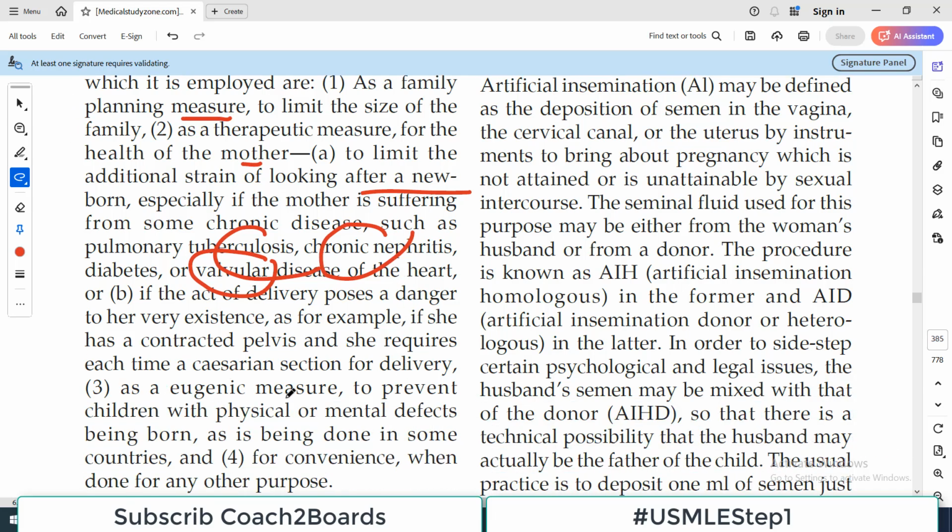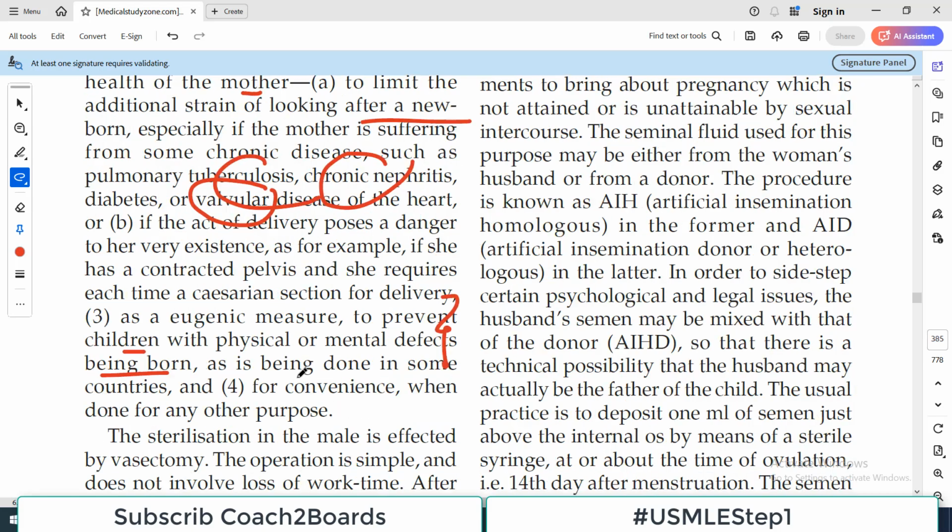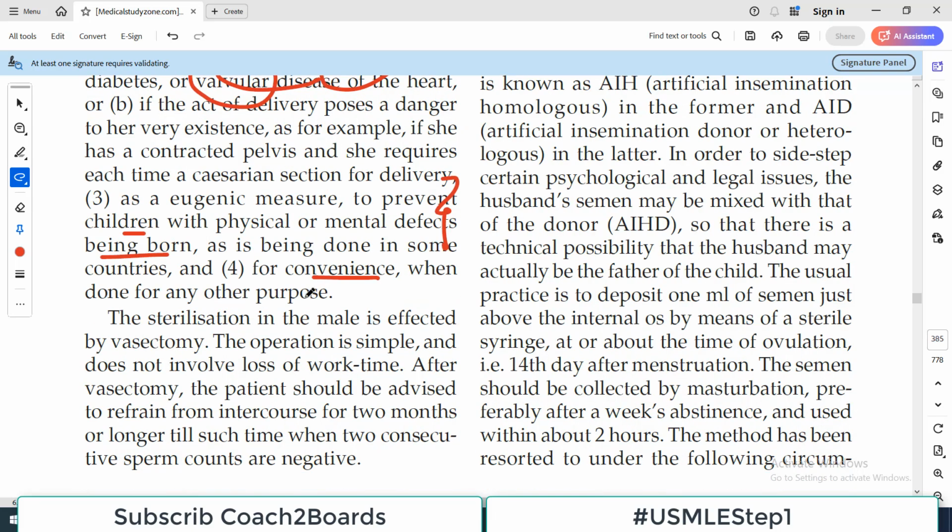It can also be used as an eugenic measure to prevent children with physical or mental defects being born as well. This is practiced in some countries, that a child should not be born so that he does not have tension, what kind of thing is this, yaar. It is also done for convenience, for many other purposes. Many prostitutes, for example, do this because they are very sexually active and they perform sexual intercourse multiple times with multiple partners, so they make themselves sterile so that there is no pregnancy at all, right?